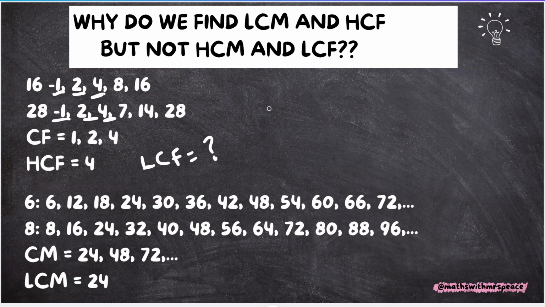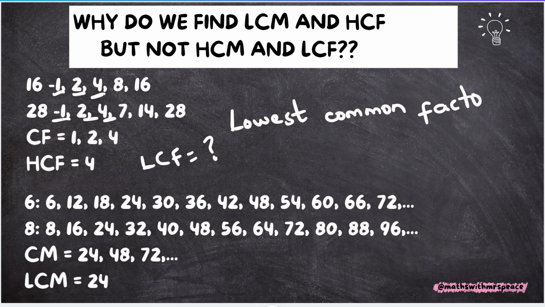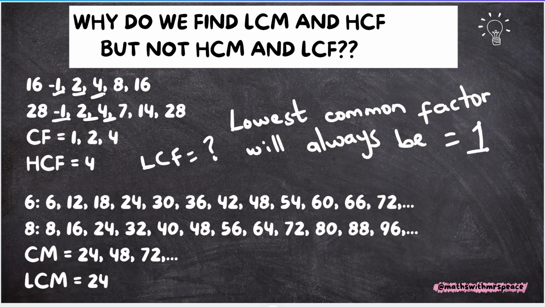So I'm just going to write that down here. Lowest common factor will always be equal to 1 for any set of numbers at all that you are given. So that explains the factor part.